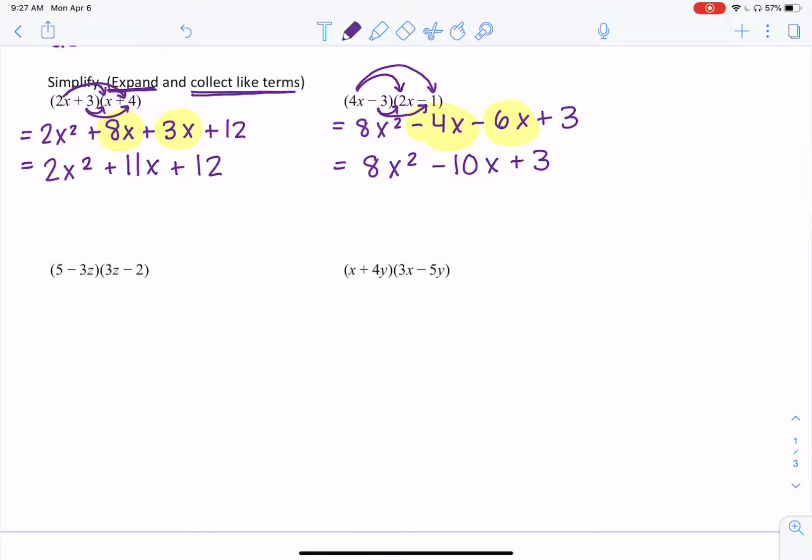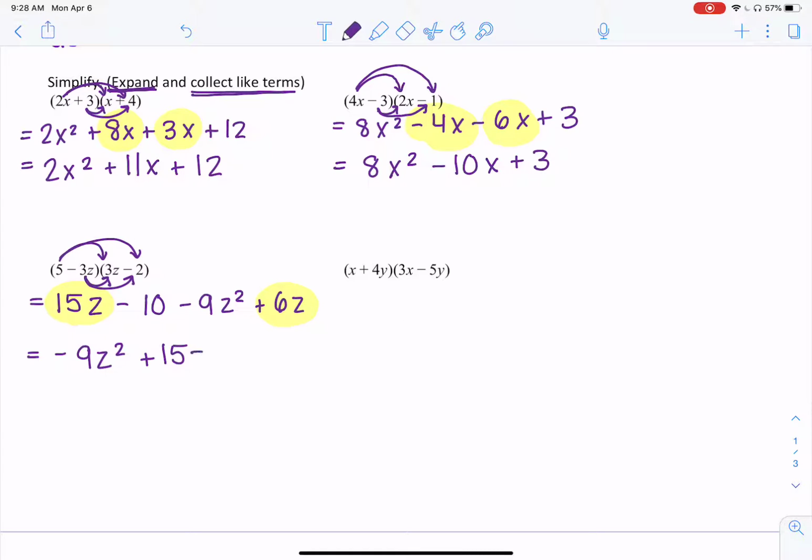For my next example, we're going to start going through them a little bit faster here. Multiply my 5 in, and then multiply this 3 by everything. And now we're going to collect some like terms. So we're going to rewrite this. And then collect those like terms. This is where you can see the order of how we write it makes a very significant difference.